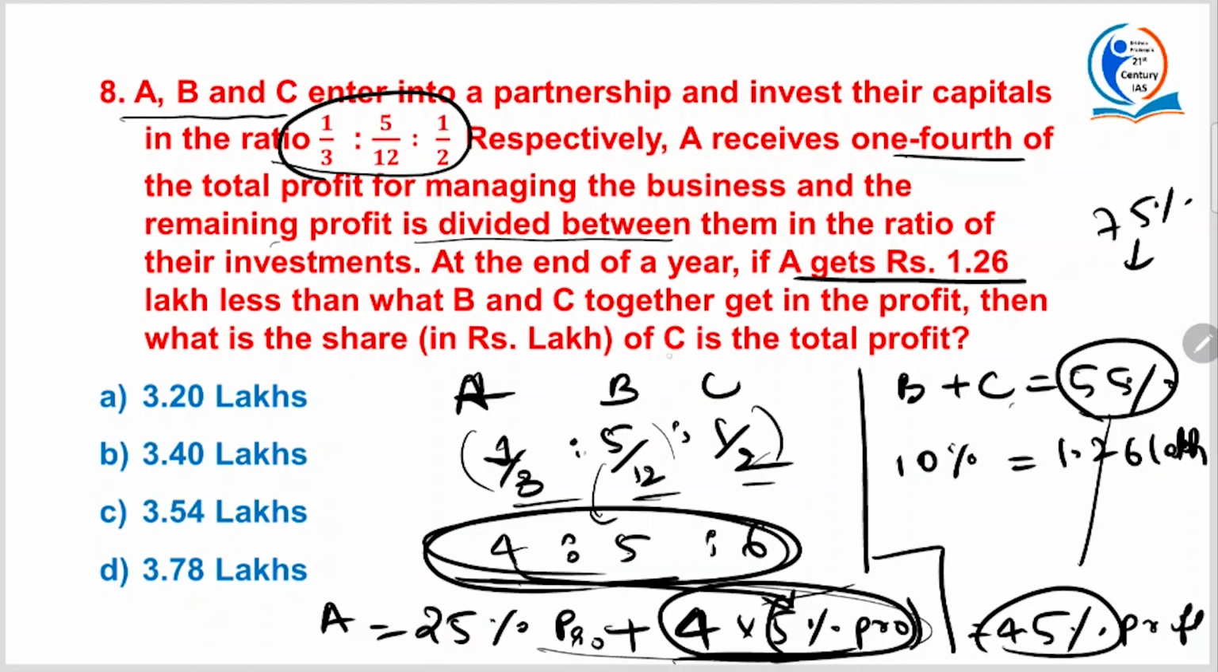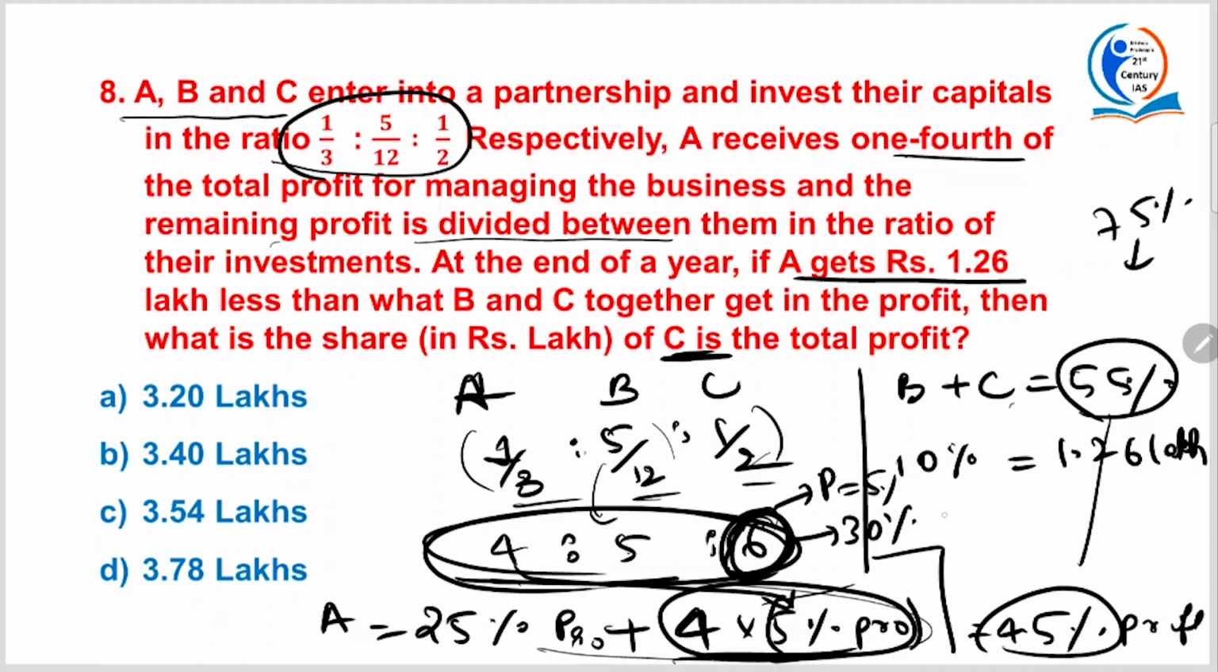Now what are they asking? What is the share of C in the total profit? It is 30%, right? It is 30% because one part here is 5%. That's what we've calculated. So it is 6 into 5, that is 30%.